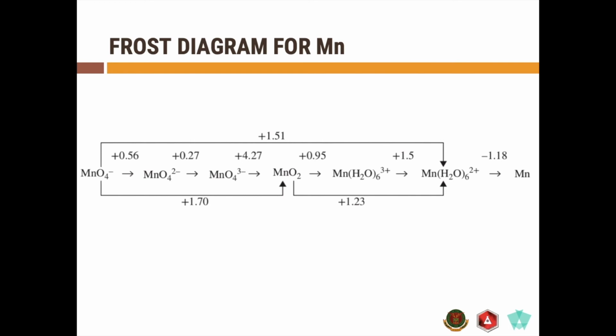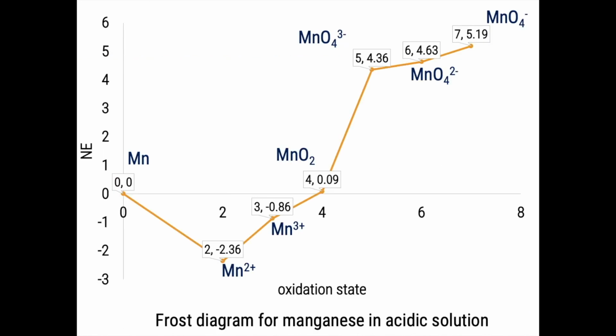For the different manganese species, we have here the Latimer diagram in acidic solution. And when you construct the frost diagram, each substance must be connected to the elemental state, which is Mn. So this is an example, or this is the constructed frost diagram for manganese in acidic solution. Notice I labeled here the points 0, 0, -2, 0.36, and then you have 2 here. So you have the oxidation states, and then the values here correspond to the nE values.